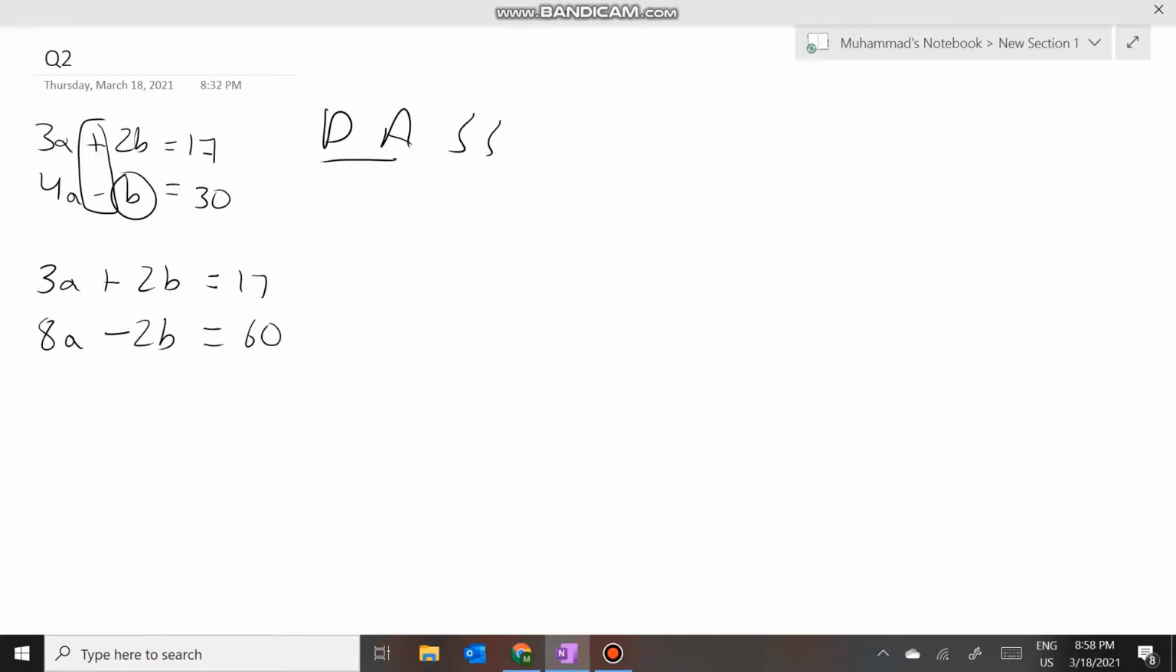We subtract now, so minus 5a. This gets cancelled out. Yeah, so this goes away because 2b plus minus 2b equals 0. And then 17 minus 60 is, let me get the calculator, minus 43. And therefore using this we get a is equal to 43 over 5.